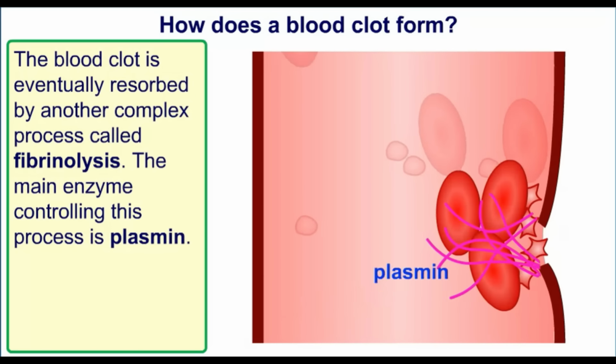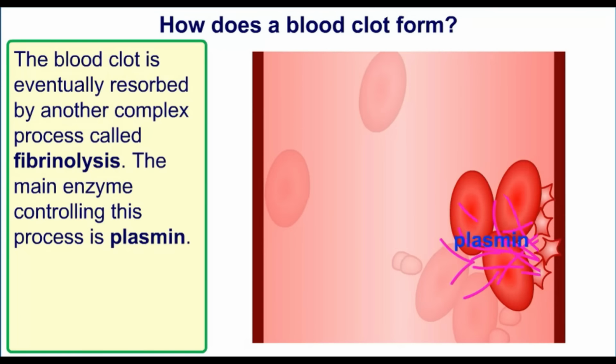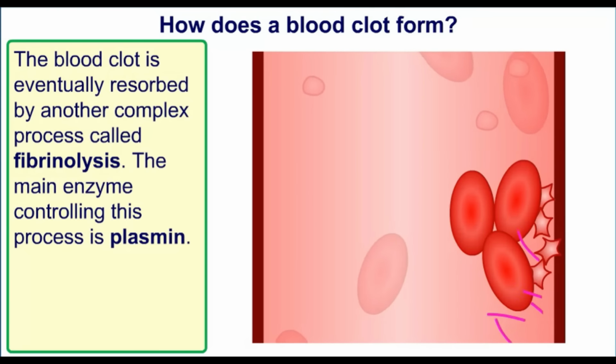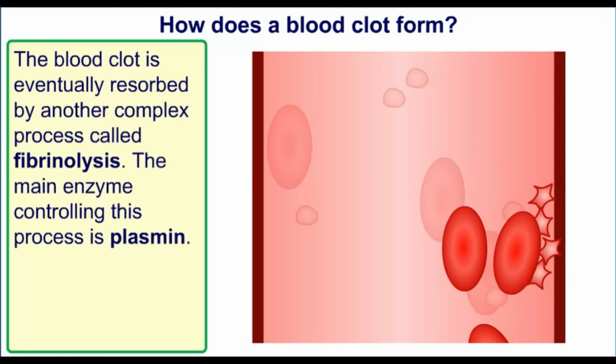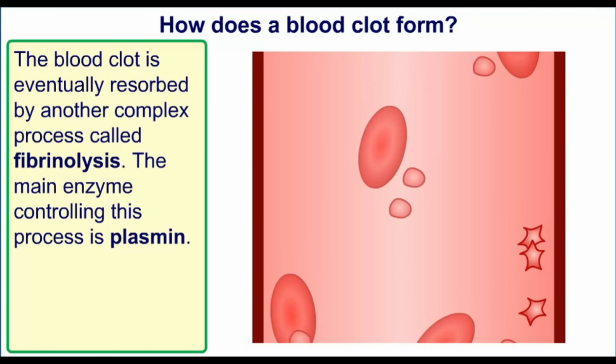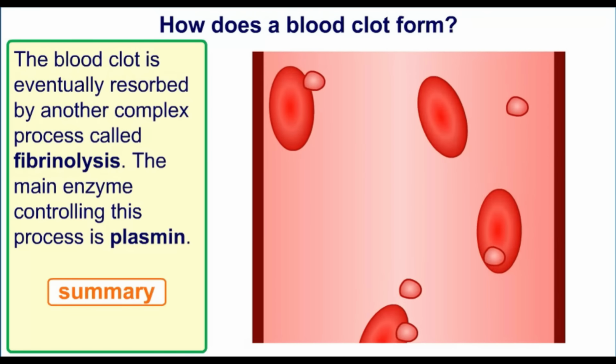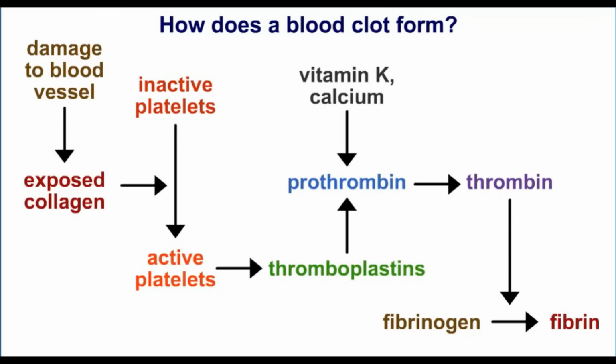Now, when the wound heals, the clot is eventually reabsorbed by another complex process called fibrinolysis. The main enzyme controlling this process is called plasmin. So here is a summary of how a blood clot forms.